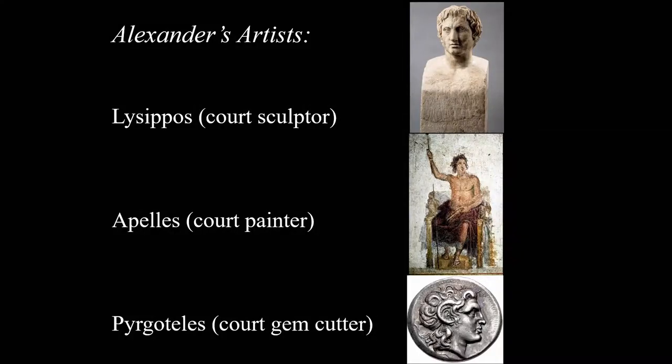He even had a court gem cutter, Pergoteles, about whom little is known. Pliny tells us that he was the only artist allowed to engrave seal rings, so the means by which Alexander sealed his official correspondence. He's also likely to have been responsible for cutting the dies, of course, for minting coins. So it's ironic, though, that despite having all of the court artists working in multiple media at his beck and call, and despite the survival of a large number of portraits of Alexander from antiquity, the true appearance of the historical Alexander in many ways is just as hard to pin down as his true character and his temperament.